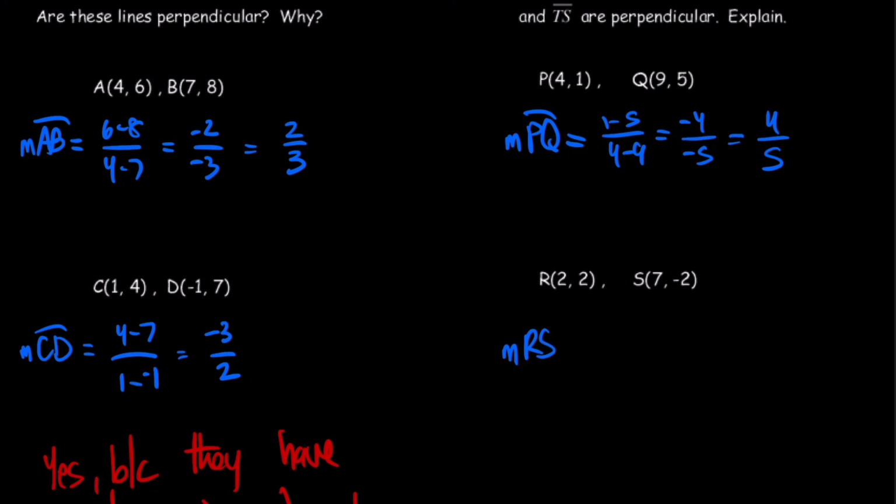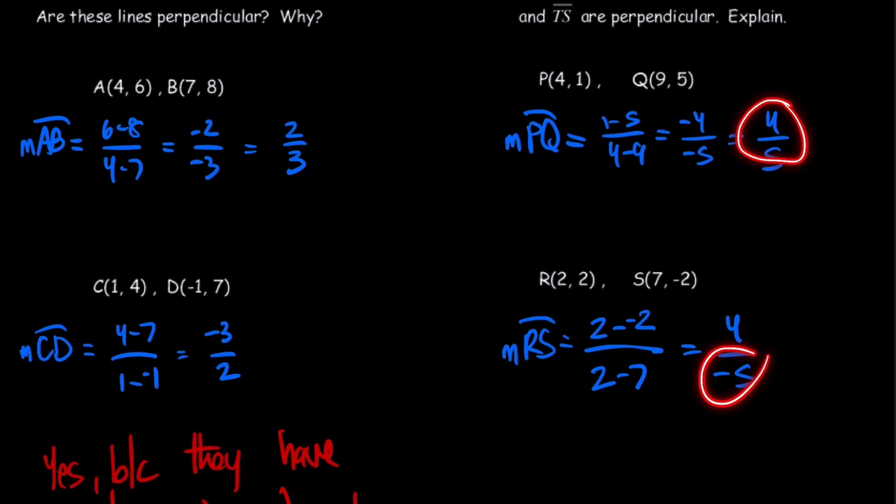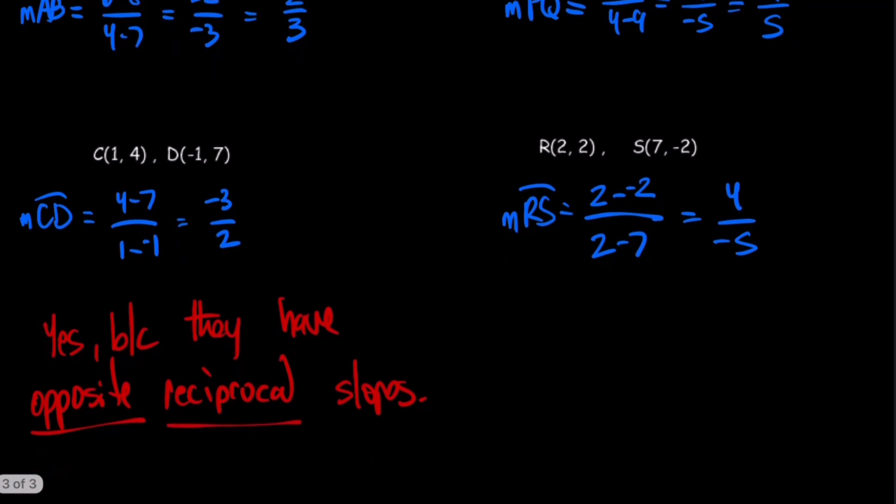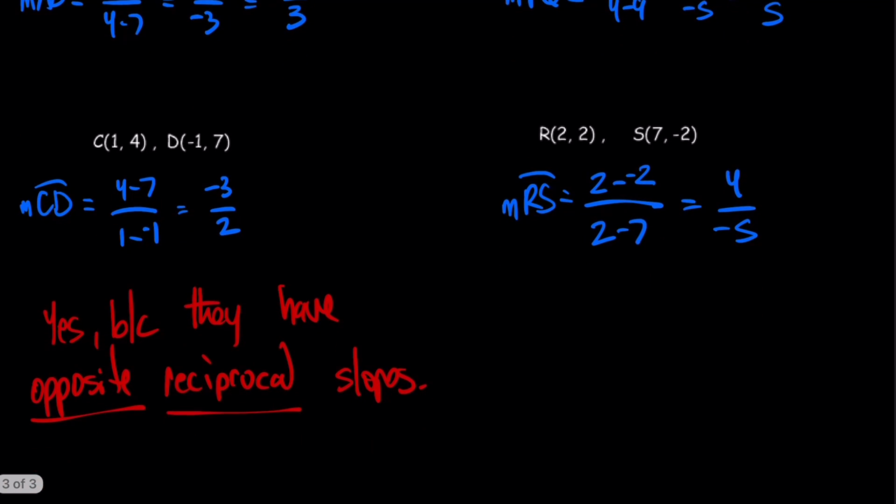Next, slope of RS. Y minus y, 2 minus -2. Yeah, watch out for those negatives. Over 2 minus 7. So 2 minus a -2 is 4. 2 minus 7 is -5. So let's take a look. Close. They're opposites, but 4 over 5 is the same as 4 over 5. They're not reciprocals. They're just opposites. So in this case, I would say they are not perpendicular.